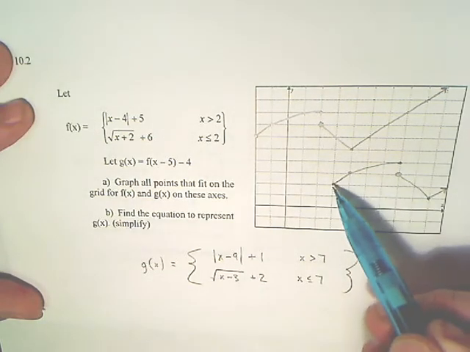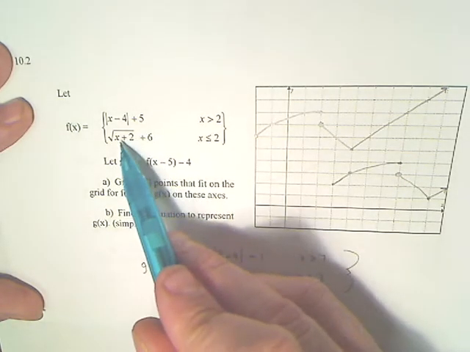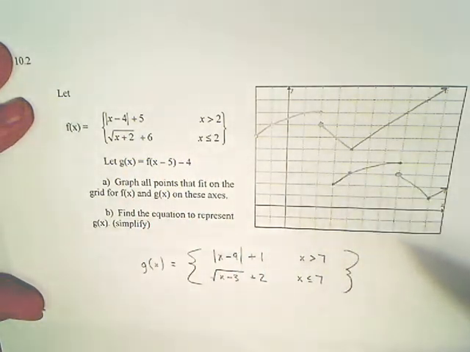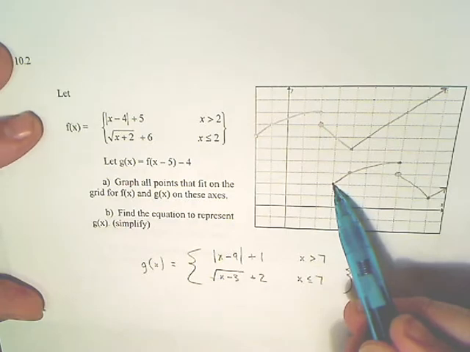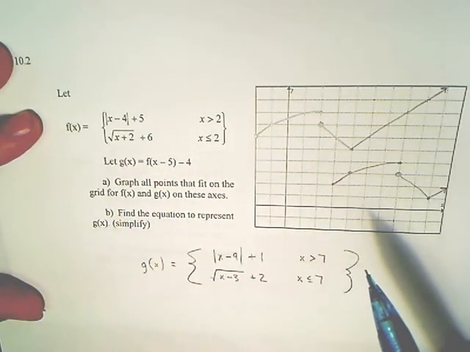One thing to remember, don't put any arrows here. This is a square root graph. You don't want to have imaginary numbers. We're not graphing imaginary numbers, so they come to a halt right there when the square root gets to 0.